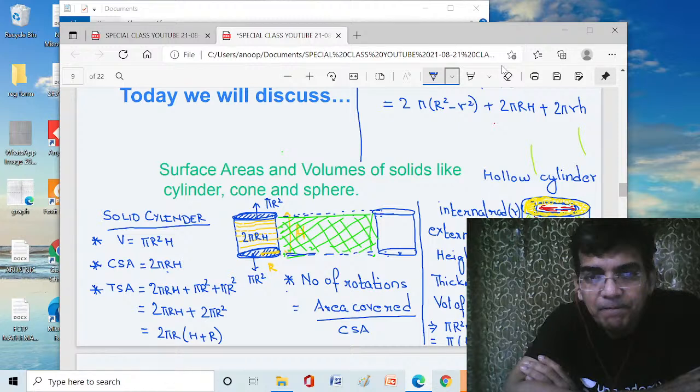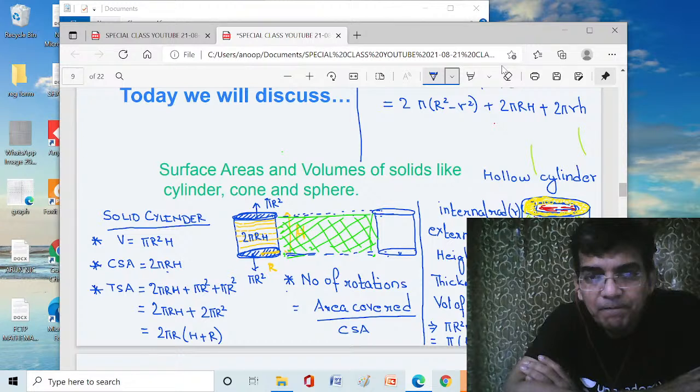Now let me explain a few on the cone. Let me see the first question. It is based only on the cylinder, so I will explain the formulas on the cylinder. You can try this question now. Let's try this question.